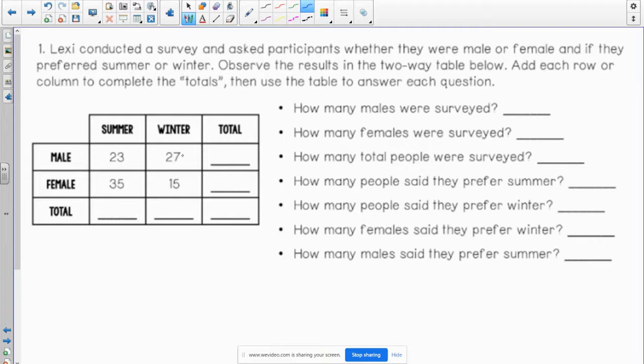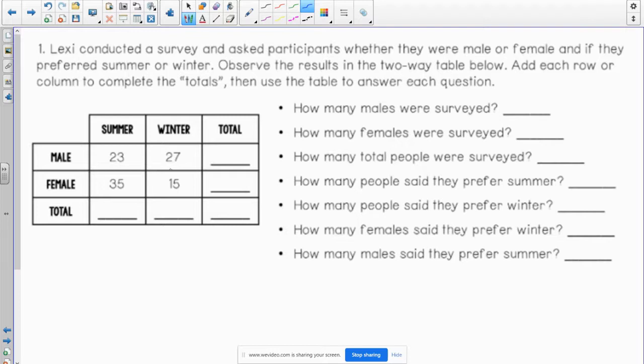If you notice, for example, 23 males like summer, 27 males like winter, 35 females, so you've got to look at the column and the row, liked summer, and then 15 females like winter. So we're going to add up the totals to make sure it mathematically works.